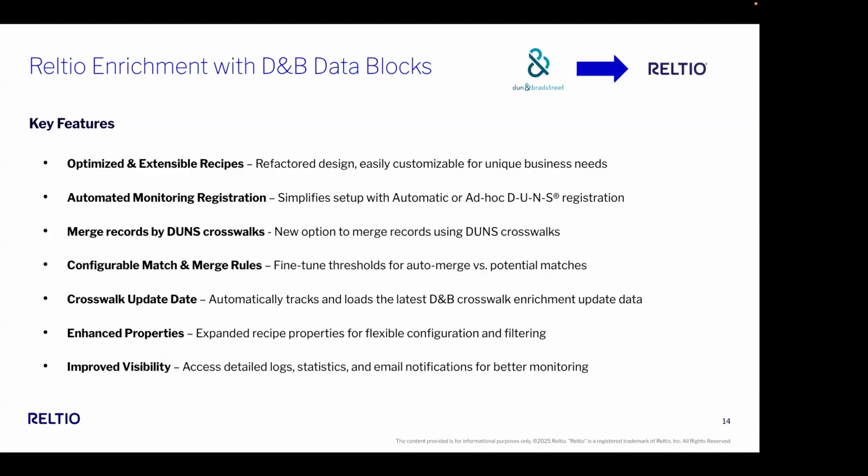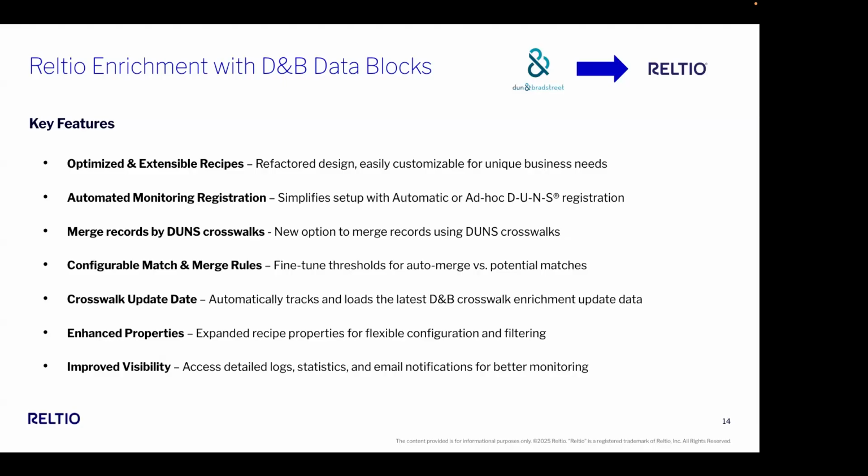The next one, configurable match and merge rules. So you can fine tune the thresholds for auto merge versus potential matches. Here, the match and merge we are talking about is the one that matches with the DNB. DNB also has a confidence code, and say if that confidence code is in a range of 1 to 10, you could decide that anything that falls below a given confidence code should only show up as a potential match and should not go ahead and straight up merge with your original profile. So that fine tuning is being offered in this particular integration.